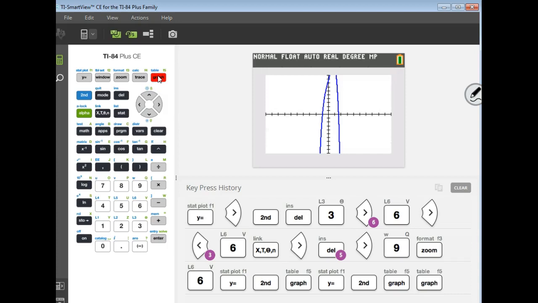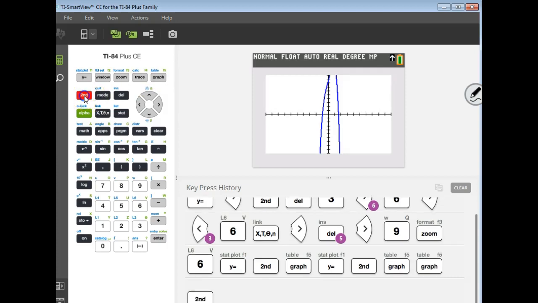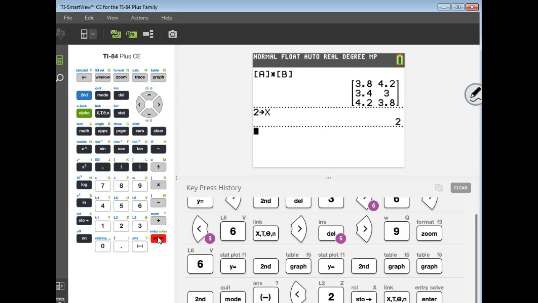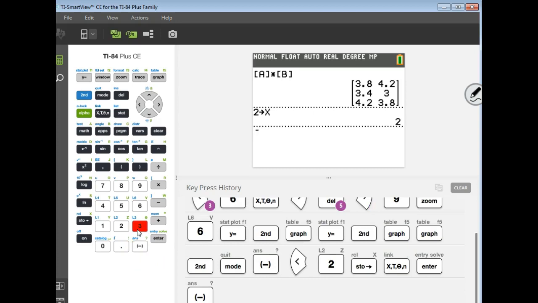Now, I'm looking at the graph right now, but let me back up a second. I want to show you guys or remind you what it looks like to store. So remember you type the number first, 2, and then store, and then x. So if you were just doing an evaluation question and you wanted to store, you could just type it like this. So then you type the function negative 3x to the fourth.